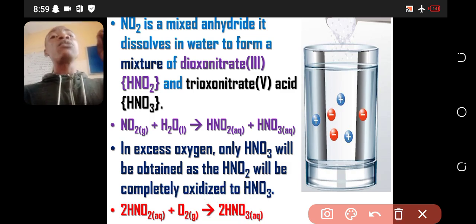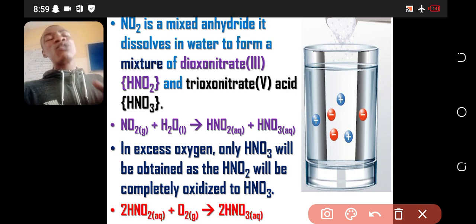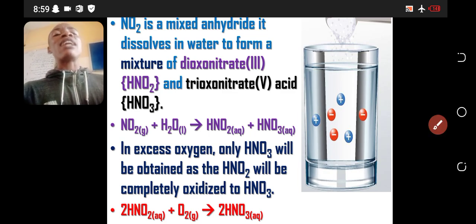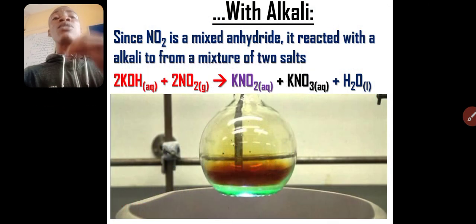So if you want to produce HNO3 from NO2 gas, dissolve it in water using excess oxygen, and you are going to get HNO3. This method has been used industrially to produce HNO3 in days gone by, and it's still being used even now.